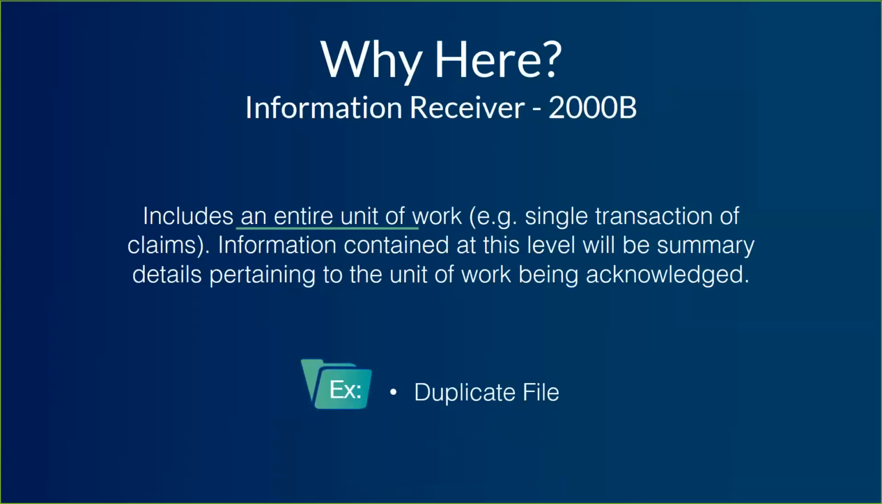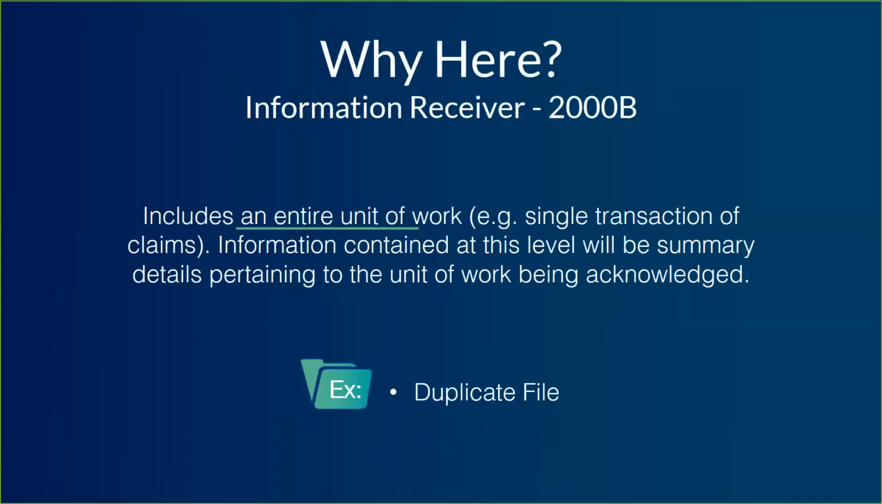After the 2000B level, it just wrapped up with the transaction footers and just called it a day. So they never got to the claim level information. If you see a 277 like this, if it's something that affects the entire unit of work, this is actually a valid use, and in fact, in many ways, it's the intended use for the transaction.